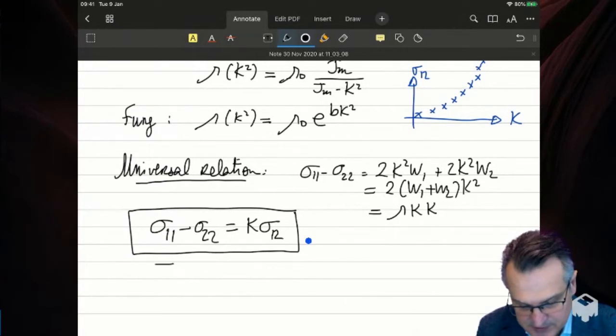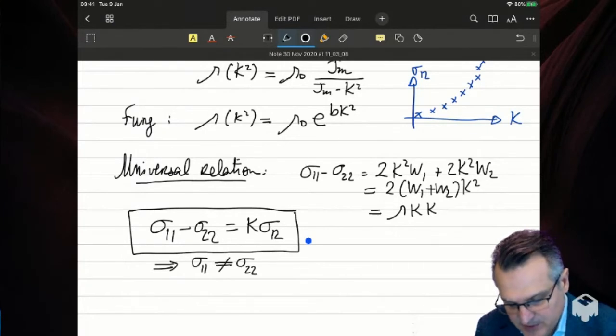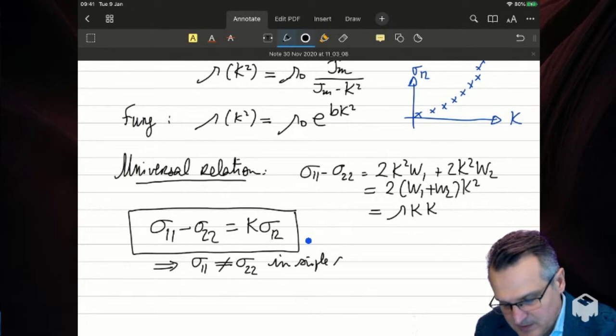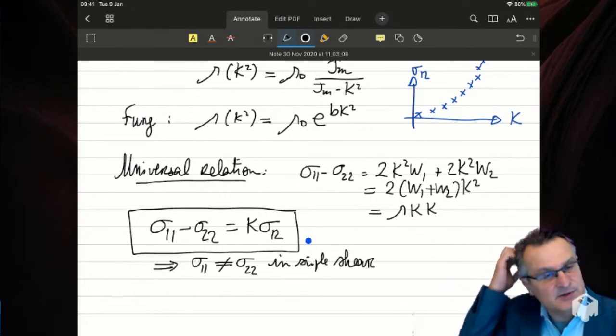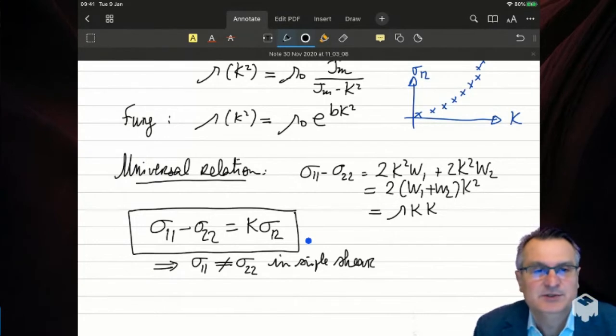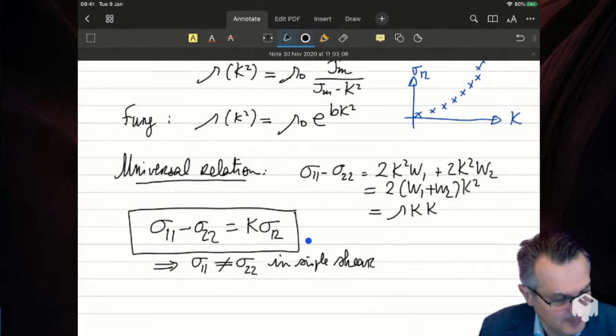In particular, you can see that sigma 11 is always distinct from sigma 22 in simple shear. Like sigma 11 minus sigma 22 cannot be 0 in simple shear. And that's called the Poynting effect. Okay.